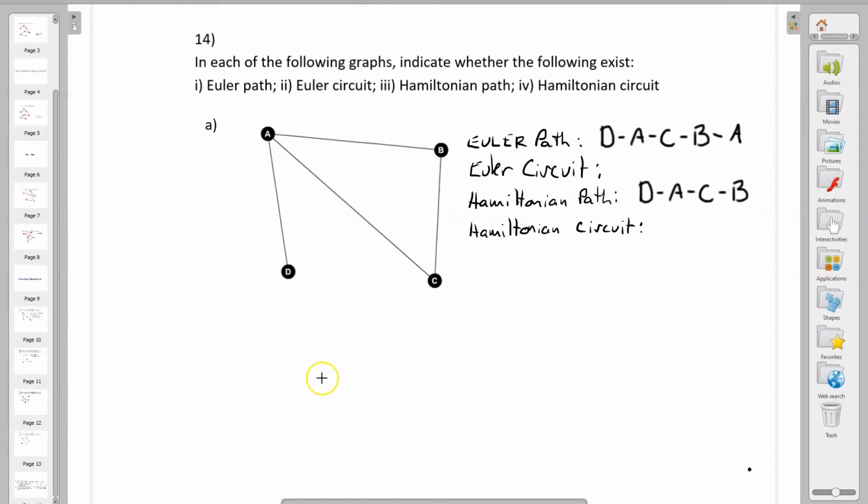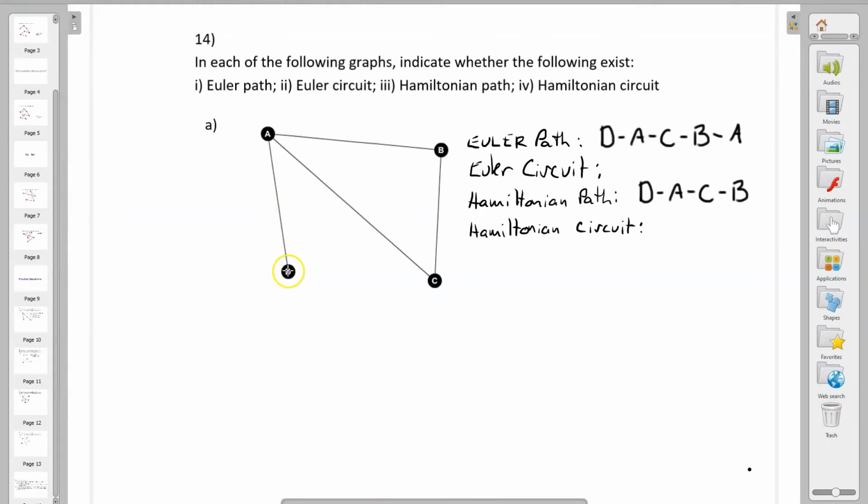How about a Hamiltonian circuit? For a Hamiltonian circuit, we basically have to have a Hamiltonian path where we're going through every single vertex at least once, but we have to return to the starting point. That's going to be difficult in this case because we've got D where there's only one path in and out of it. So to get there, to start there, or pass through it is going to be impossible.